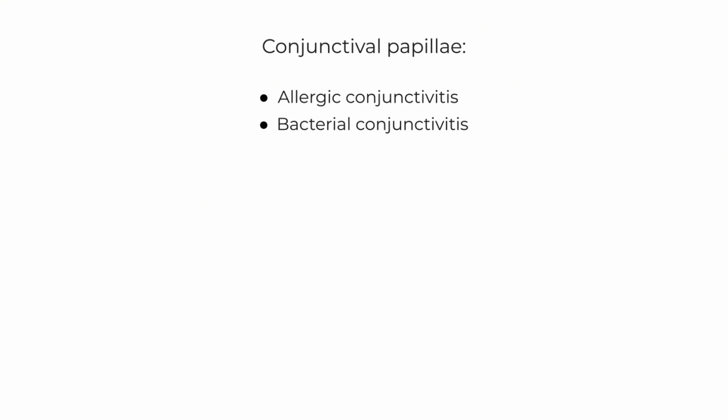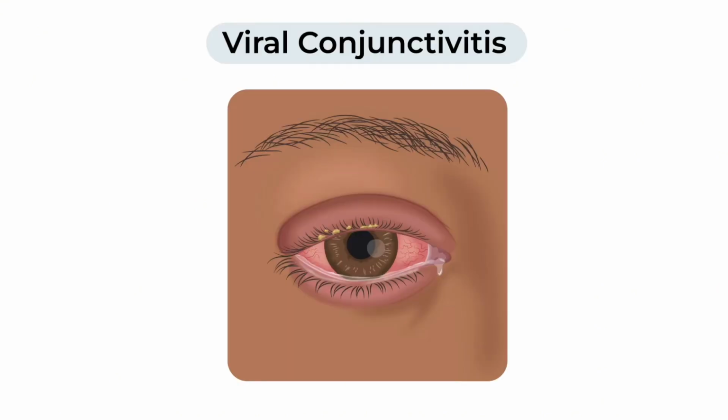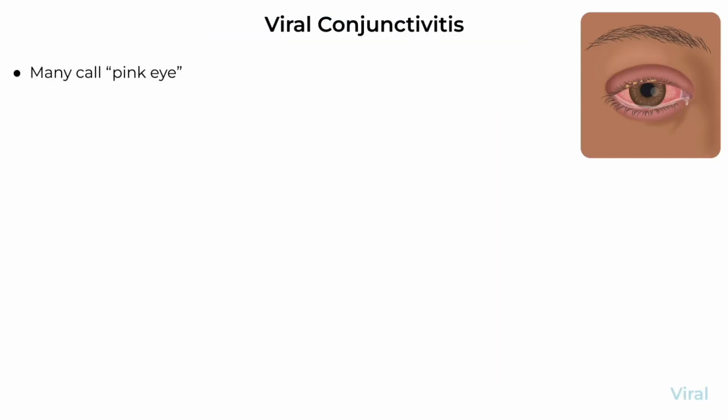A way to remember that is papillae has two A's and no V's, so think allergy, although papillae can occur in other types of conjunctivitis. Let's dive deeper into viral conjunctivitis. So this is what many people call pink eye.